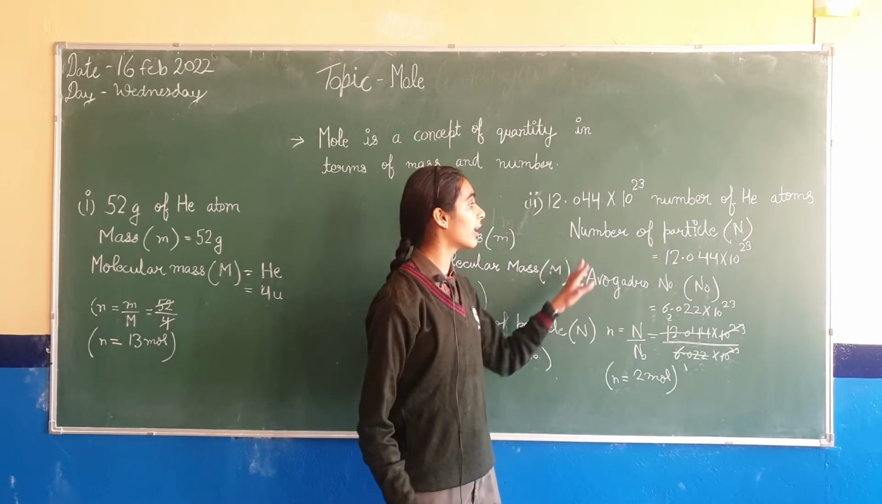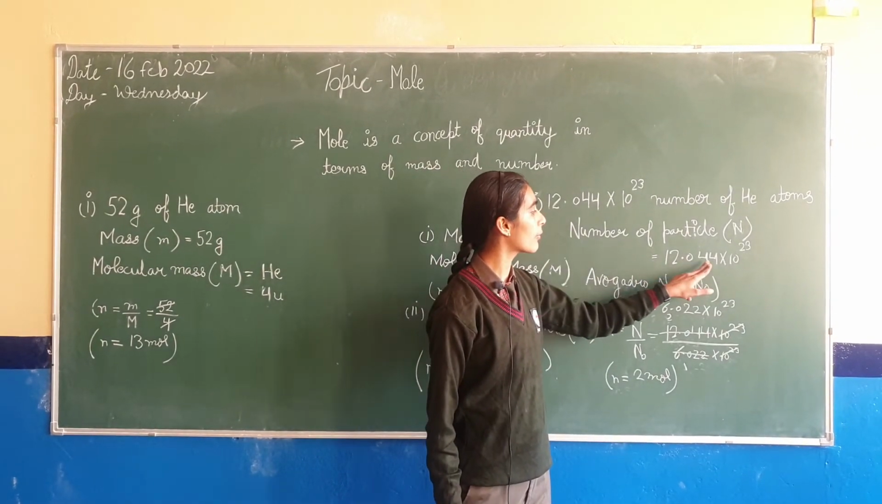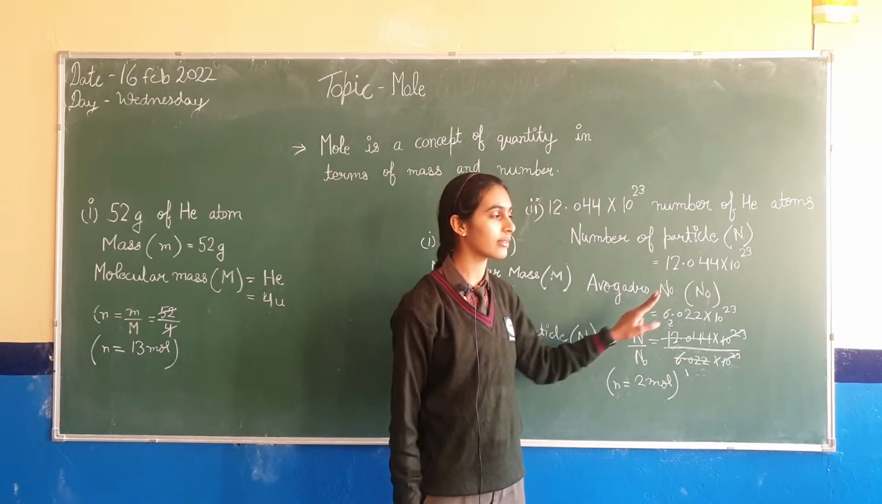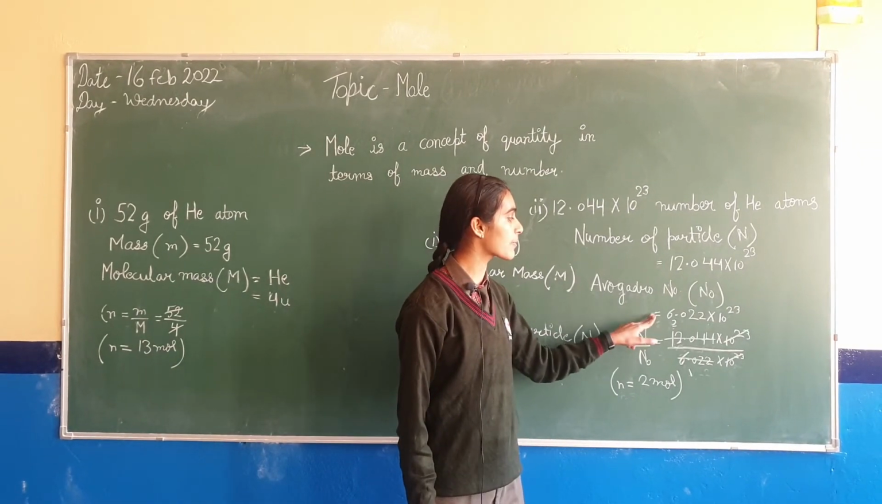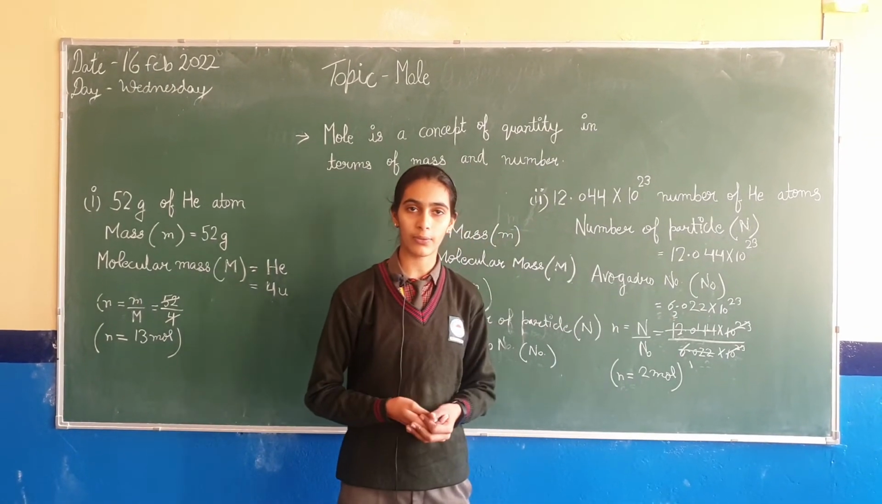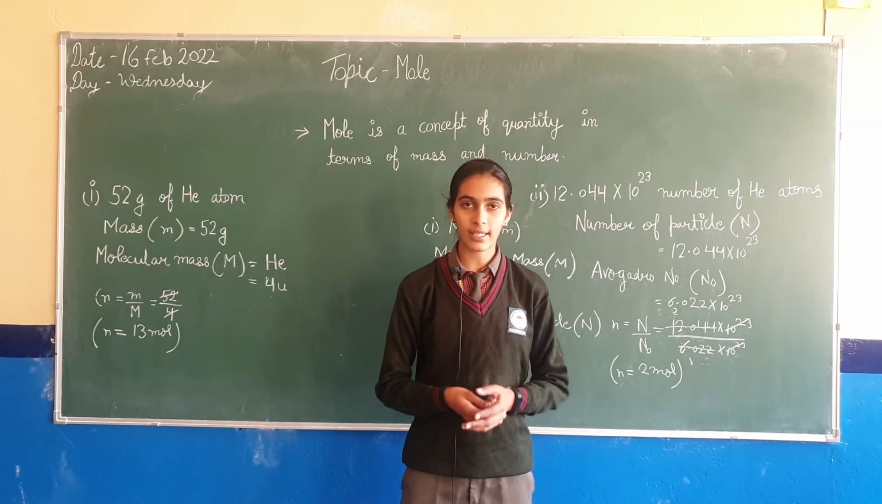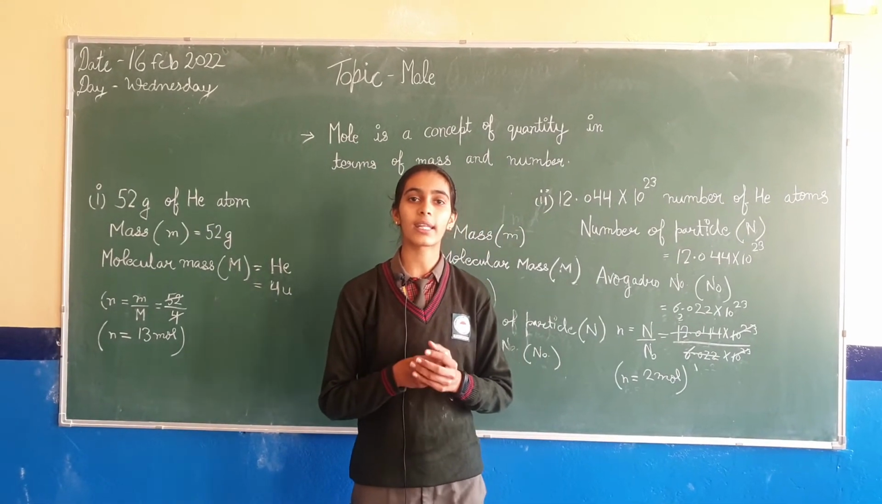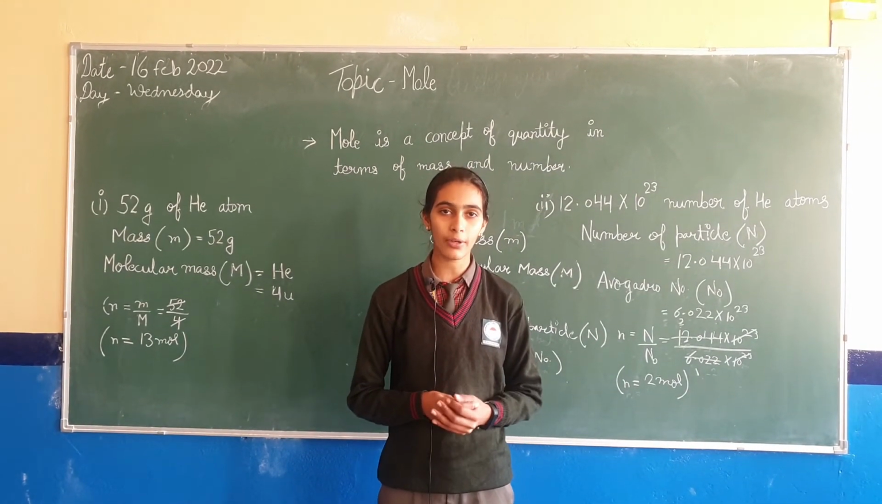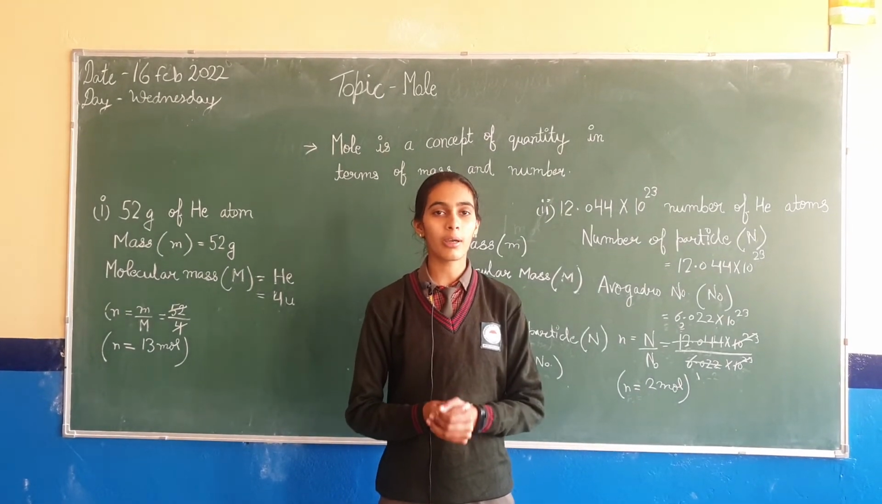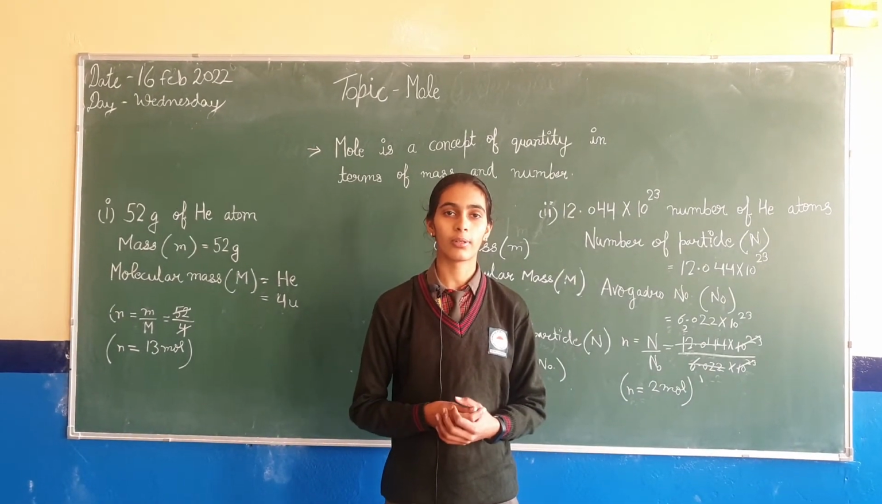From this second numerical we get N is equals to 2 mole. In this numerical number of particle is 12.044 into 10 raised to power 23. Avogadro number is 6.022 into 10 raised to power 23. Here we apply our second formula to find number of mole, that is number of particles divided by Avogadro number, and we get number of mole is equals to 2 mole.